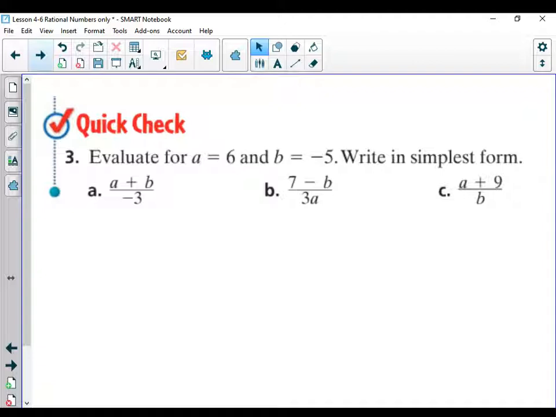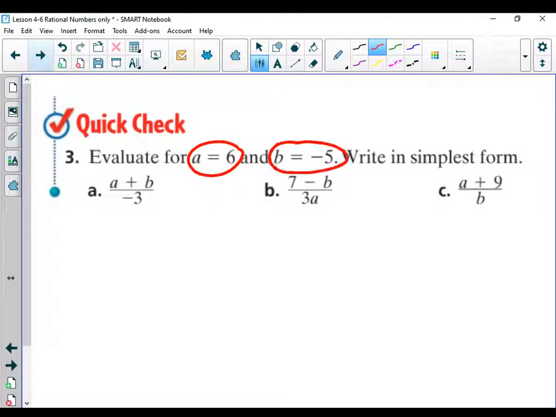Slow and steady. Also, you should be setting up the problem on your paper. Simplifying a little bit. No one should turn in just a page full of answers. Several of them also have that substitution piece where you need to take out the variable and put in the number. So for the first one, I see I need to take out A and put in a 6. I need to take out B and put in a -5.